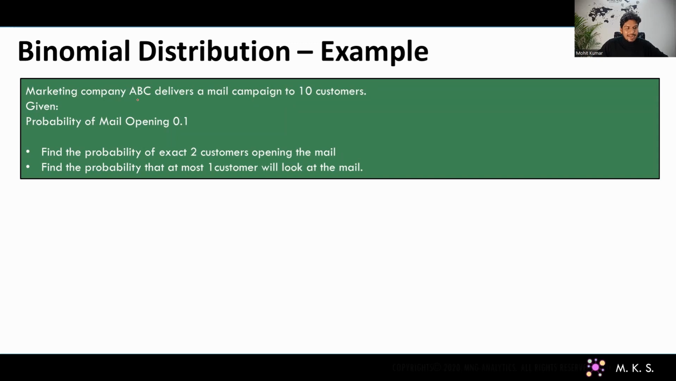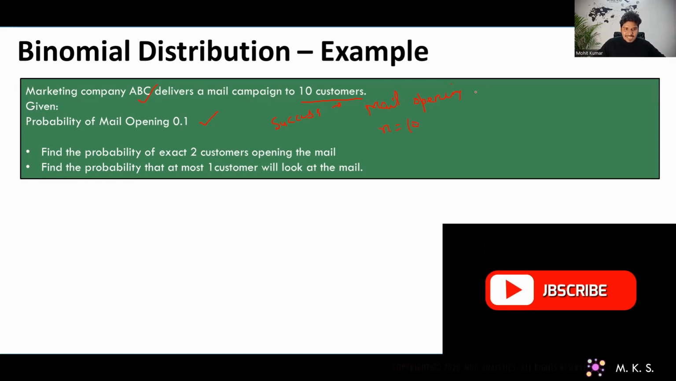Okay, so let's say there is a marketing company ABC, any name to it, that delivers a mail campaign to 10 customers, right? So they are sending mail to 10 customers. Now, the probability of mail opening: the first thing when you are sending a mail is that our customer should open that mail, right? Reply is the second part, or taking action on the mail, that is secondary. First thing is the mail should get opened. Now here we are saying the success is mail opening, right? That is our definition of success in this particular example. How many trials, or how many mails are we sending? That is 10, right? N is equal to 10. Success, mail opening, right? That's how we have defined. And the probability of success is 0.1.